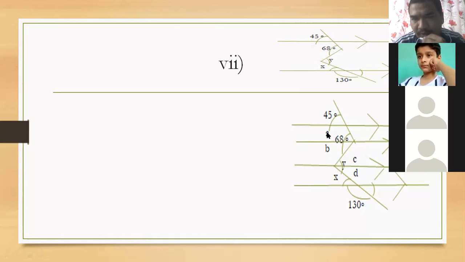Then what will be the value of A, student? Can you tell? A equals how much? A equals 45 degree, being corresponding angle. If you know A equals 45, then we can find out B, because A plus B is 68 degree, because this is the whole part. When you add A and B, it will come 68.